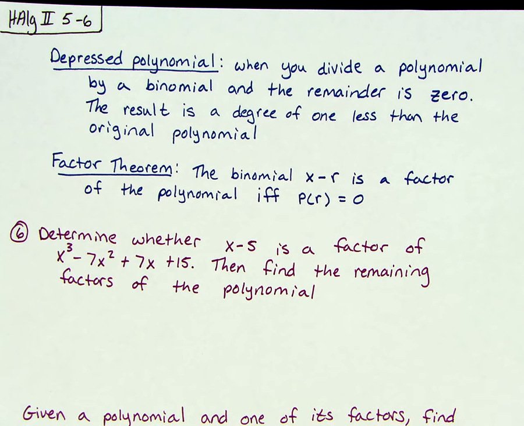All right, in the next part of the lesson, we have something called a depressed polynomial, and it doesn't mean that it's sad. It just means that it's going to be one less degree than what you divide it into.